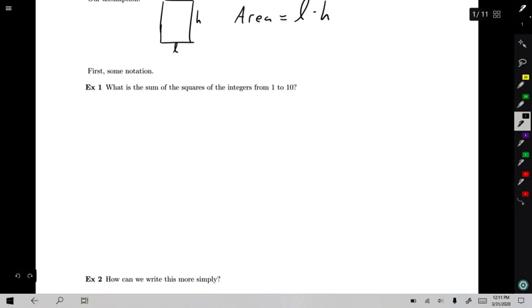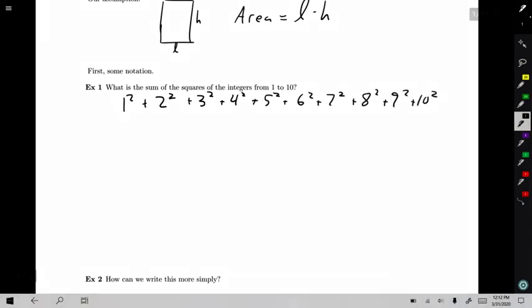So let's see. We have this first example here asking us what is the sum of the squares of the integers from 1 to 10. And if I were simply to take a moment to write this down, we would have 1 squared plus 2 squared plus 3 squared plus 4 squared plus 5 squared plus 6 squared plus 7 squared plus 8 squared plus 9 squared plus 10 squared. But if you go through and plug all of these numbers into a calculator, you find that the answer is 385.